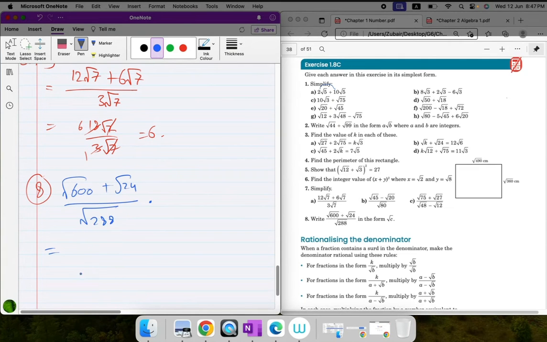Sir, we can get the answer in decimals. We should get the answer in the square root form. 3. Oh, okay. Yeah, square root 3.